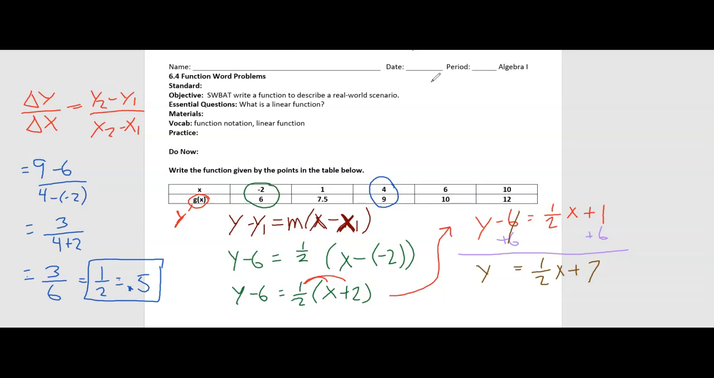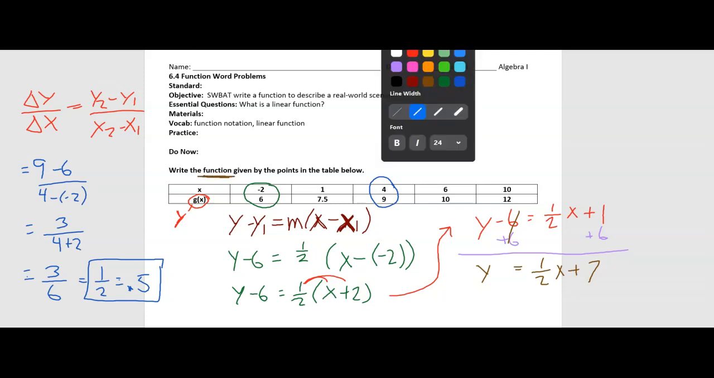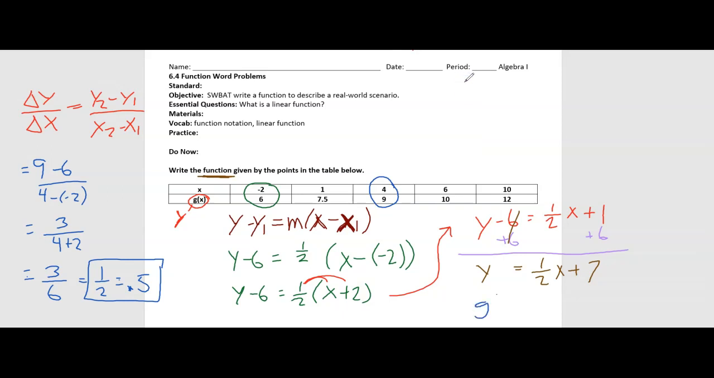Now, it does say to write a function, so we're going to replace our y with the g of x, because that was the function notation given to us before, and I get g of x is equal to 1/2 x plus 7. There's my function notation. All right, just a little review, and I think we are now ready to move on to some word problems.